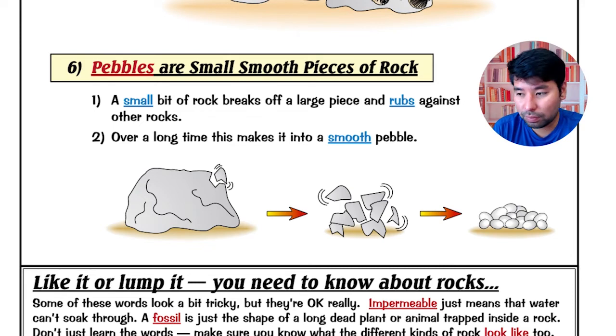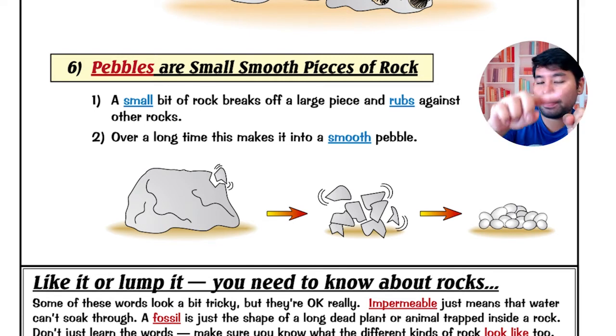And number 2, moving on. Over a long time, this makes it into a smooth pebble. Ok? Because, yeah, tá friccionando, tá meio que apertando uma na outra, né? Então, automaticamente ela vai criando o formato, ok? De tanto essa tensão ali que fica, ela vai meio que moldando.